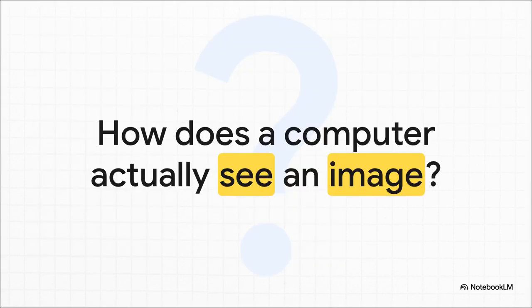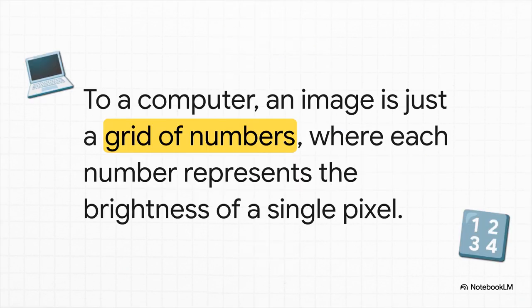So to kick things off, let's just ask the most basic question of all. When you look at a picture, you see objects, you see depth, context, it's all instant. But for a computer, it's a totally different story. What is it actually seeing? Well, the answer is kind of simple. It just sees numbers, a giant grid of numbers.